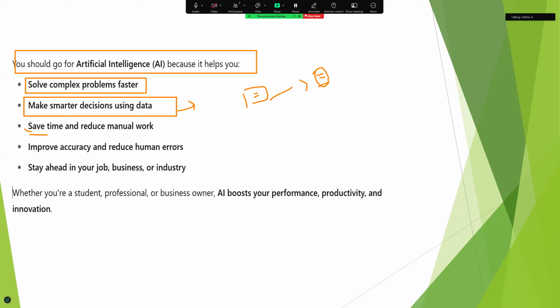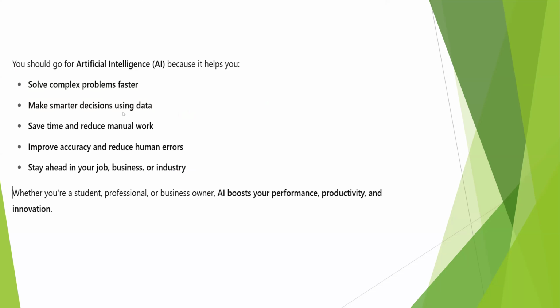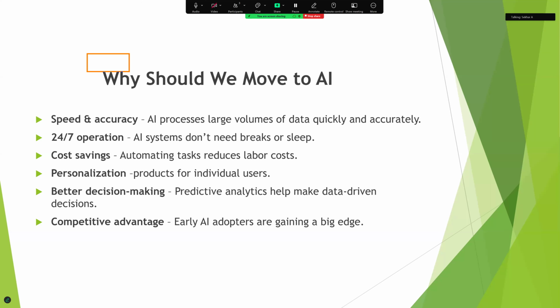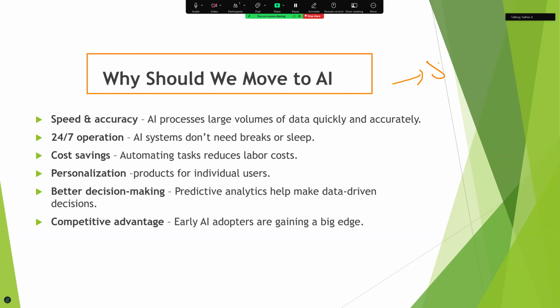Am I right? Next, save the time and reduce manual work. Improve accuracy and reduce human error. Stay ahead with your job and business or industry. So internally they are saying that AI is mandated to implement in every sector, to stay competitive against other competitors. Got it? So why should I go for AI? As you said, AI will provide speed, accuracy, data, and problem solving for individuals and industries, and it makes things faster. That's what speed, 24/7 operations, cost saving.